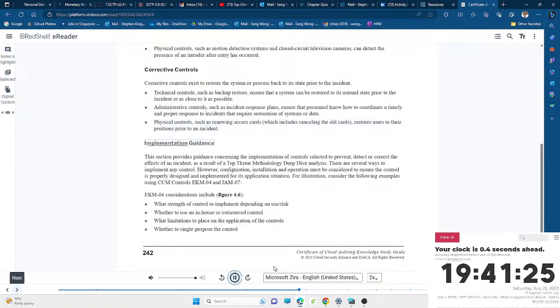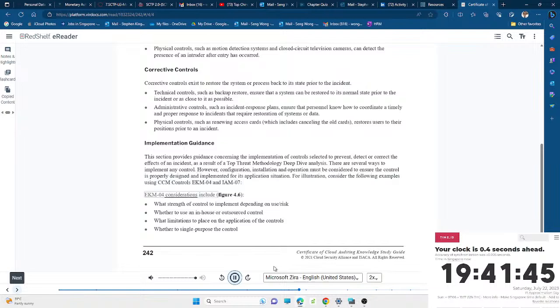an incident. Implementation guidance. This section provides guidance concerning the implementation of controls selected to prevent, detect, or correct the effects of an incident, as a result of a top threat methodology deep dive analysis. There are several ways to implement any control. However, configuration, installation and operation must be considered to ensure the control is properly designed and implemented for its application situation. For illustration, consider the following examples using CCM controls EKM04 and IAM07.